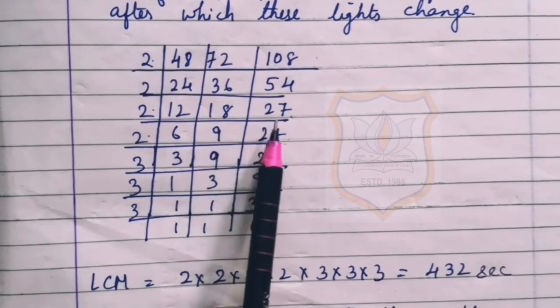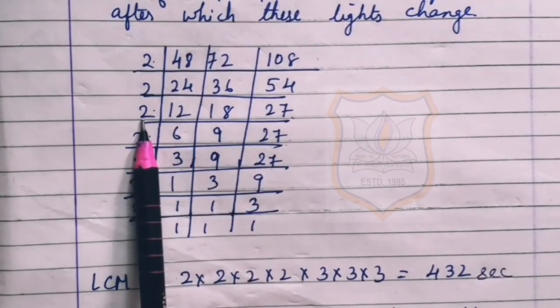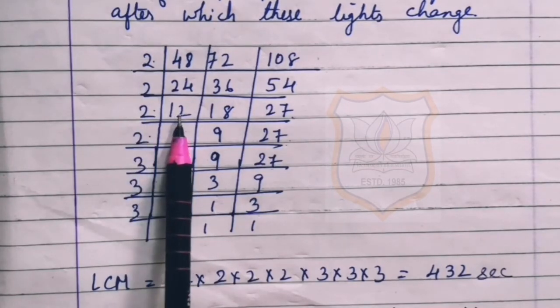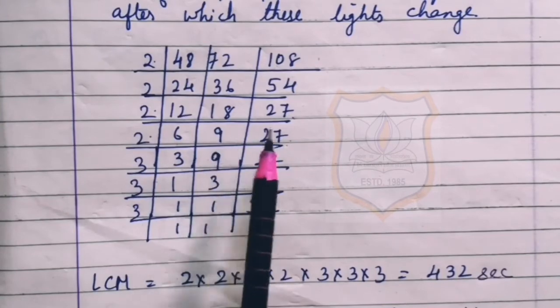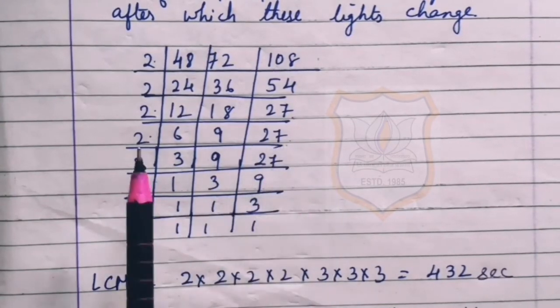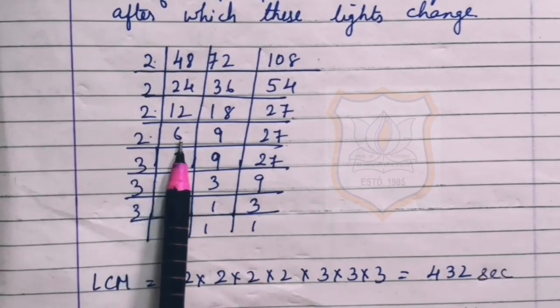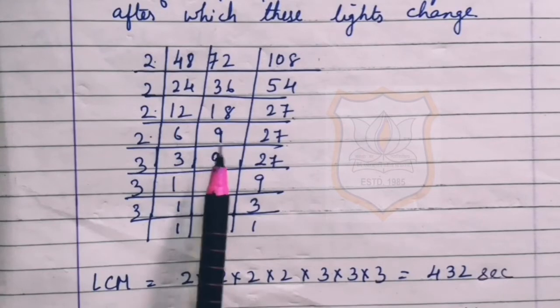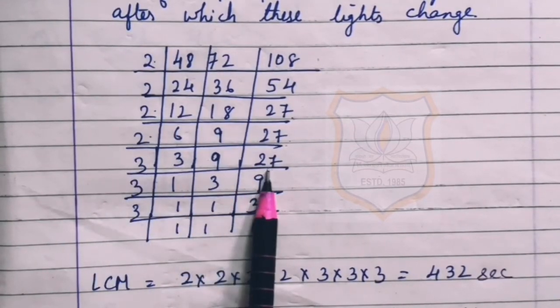Now again, we have to divide these numbers. Again, we will take 2 as the common smallest prime number. By dividing 12 by 2, we will get 6. By dividing 18 by 2, we will get 9. And 27 is not divisible by 2, so we will write it as it is. Now again, we will divide the numbers by 2. By dividing 6 by 2, we will get 3 as quotient. 9 and 27 are not divisible by 2, so we will write them as they are.